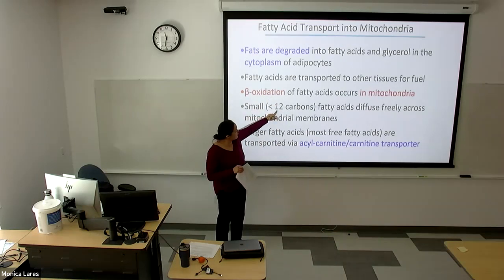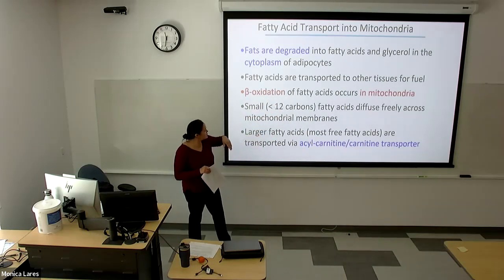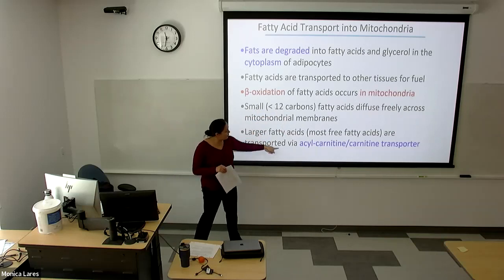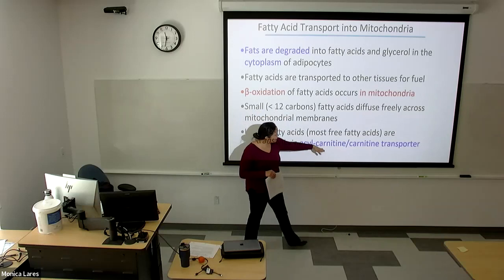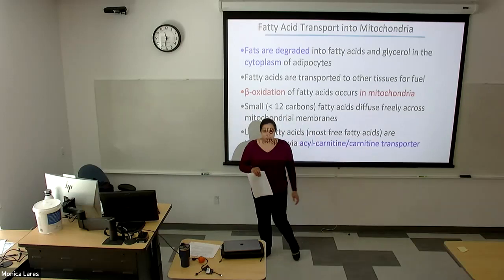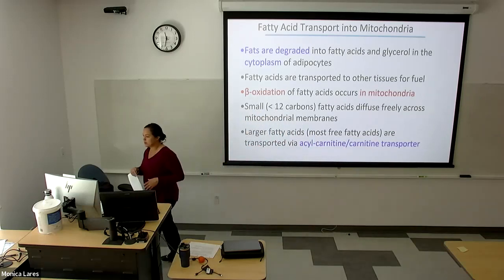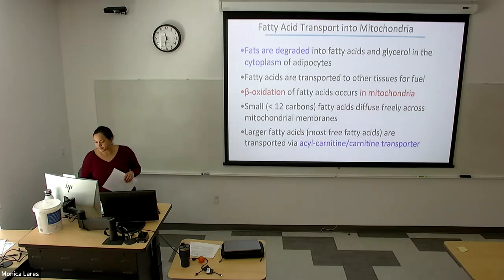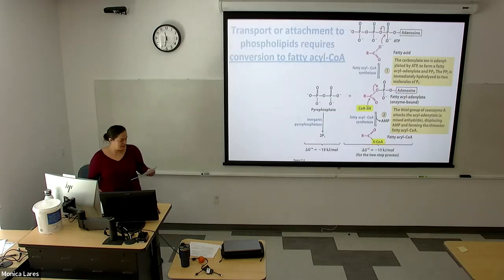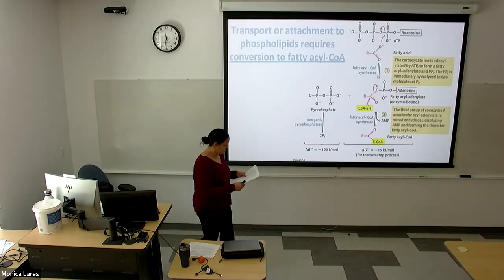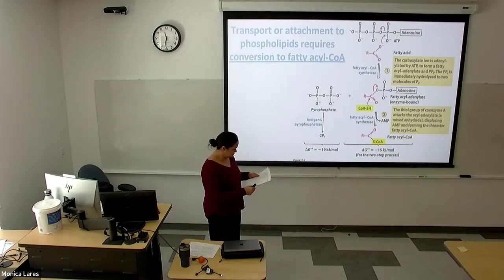Small, less than 12 carbon fatty acids can diffuse across the mitochondrial membranes. But most fatty acids are larger, okay? And they have to be transported via this acyl carnitine transporter. Okay, so they have to be transported in. So we call this the carnitine shuttle.